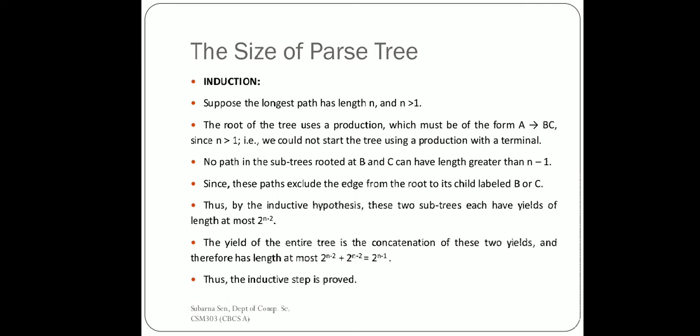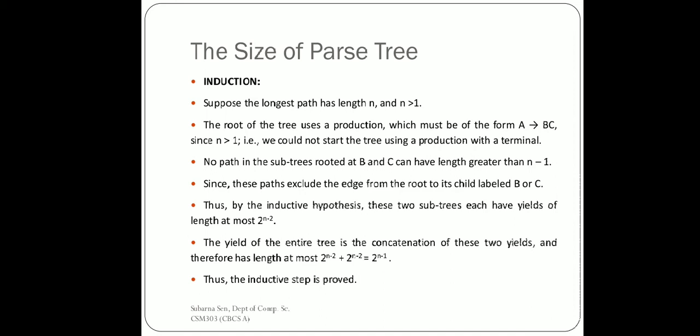So if a total of n nodes are there, what can be the maximum length of the path? It should be n minus 1, right? Because the number of edges will be n minus 1 only. So this can be the maximum length of the path. Since these paths include the edge from the root to its child labeled B or C, say we are starting from A, we can move to any child level. So to reach B we can follow a maximum of n minus 1 path, and again to reach C we can follow a maximum of n minus 1 path.